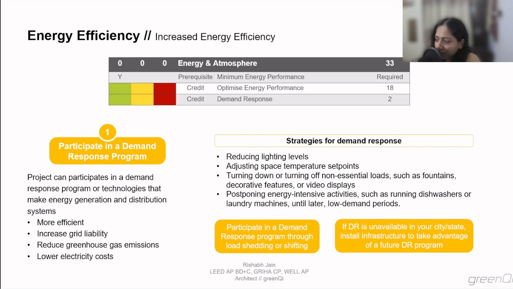Either they participate in a demand response program through the strategies that I've just discussed, or any others that contribute to the same cause, or, if a demand response program is not available in their city, they equip their buildings or install infrastructure to participate in a future demand response program. So they'll get points based on which of these they have opted for.